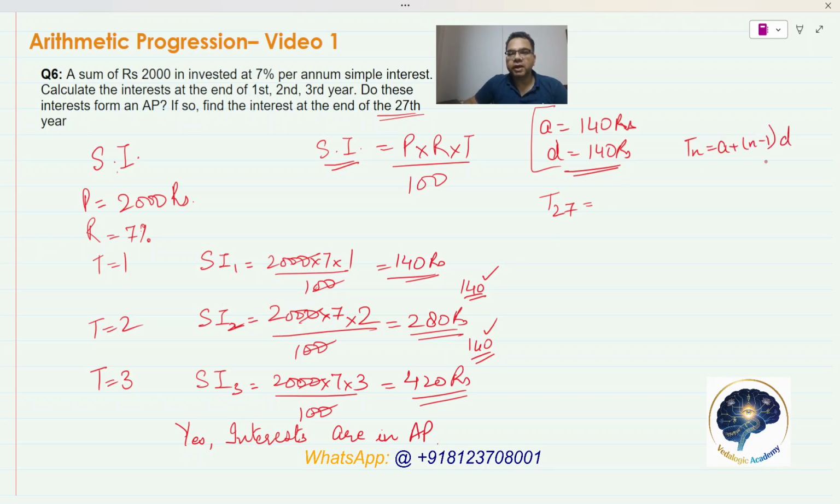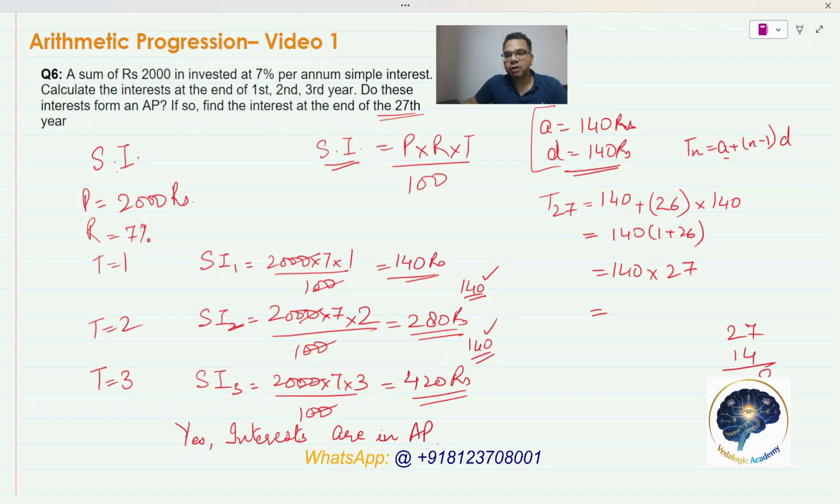So A here is nothing but 140 plus n minus 1. So n is 27. 27 minus 1 is 26, into 140, right? So what I'll do, I'll take 140 common. It becomes 1 plus 26. So 140 into 27 is what I have to do. So now for doing this, I am going to do it here. I'll do this using Vedic math so that I can find the answer in a single step.